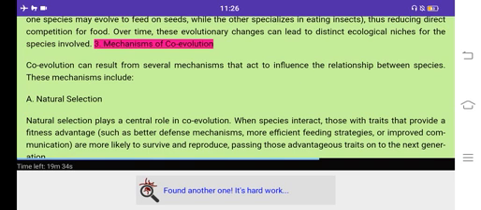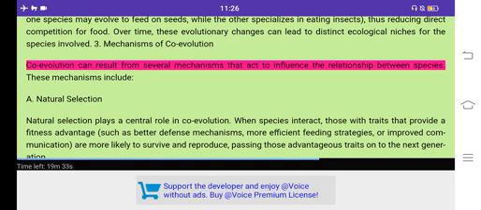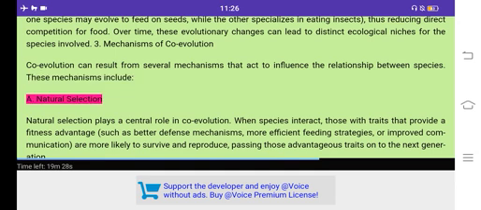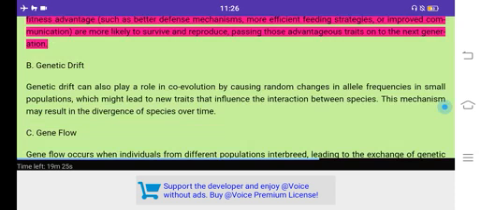3. Mechanisms of coevolution. Coevolution can result from several mechanisms that act to influence the relationship between species. These mechanisms include A. Natural selection. Natural selection plays a central role in coevolution. When species interact, those with traits that provide a fitness advantage, such as better defense mechanisms, more efficient feeding strategies, or improved communication, are more likely to survive and reproduce, passing those advantageous traits on to the next generation.